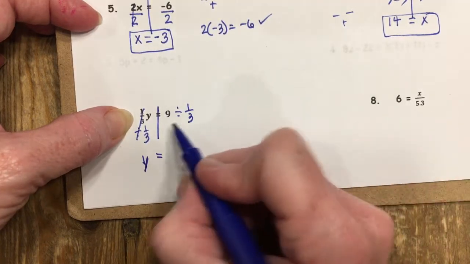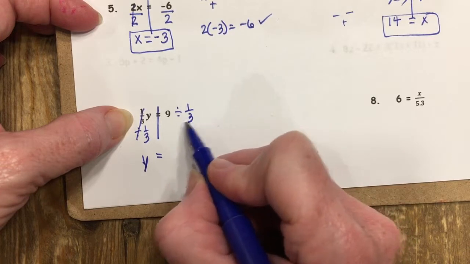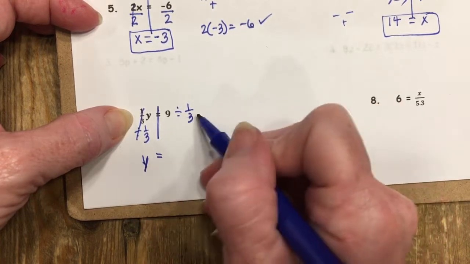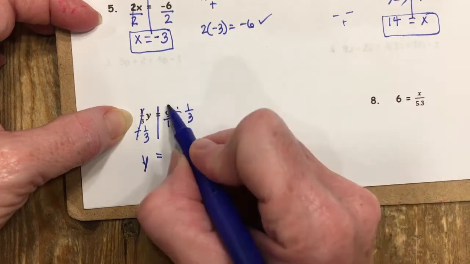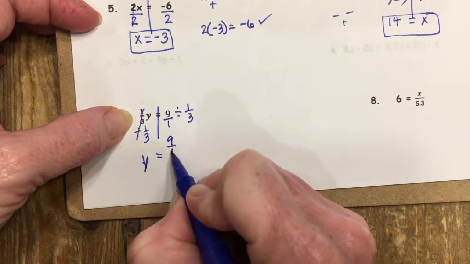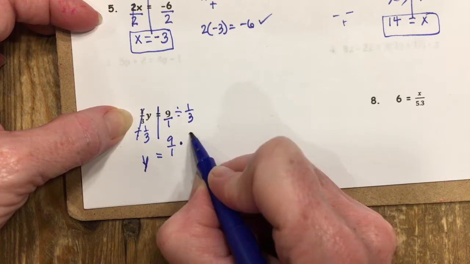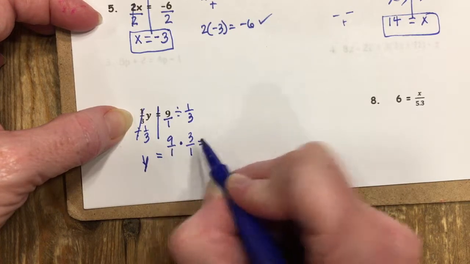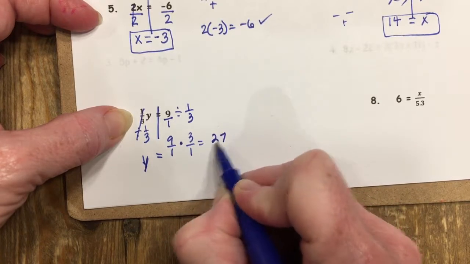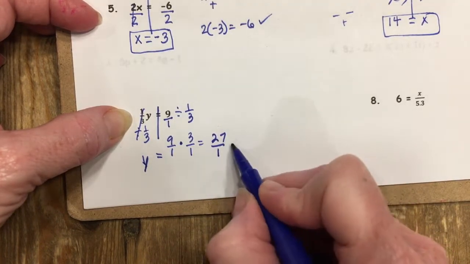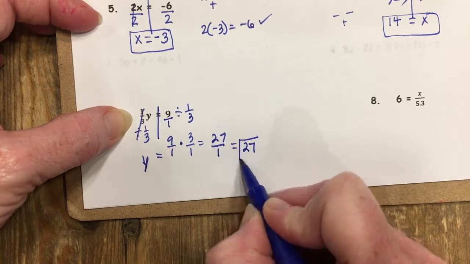Bring down my equal sign. And then here I have 9 divided by 1/3. So I'm going to change my 9 when I'm dividing by fractions into a fraction by making it 9/1. And then I'm going to keep, change, flip. So I'm going to keep the 9/1, change to multiply, flip this to 3/1, and then multiply top times the top and bottom times the bottom. So 9 times 3 is 27. 1 times 1 is 1. And then this simplifies to just 27. So y is equal to 27.